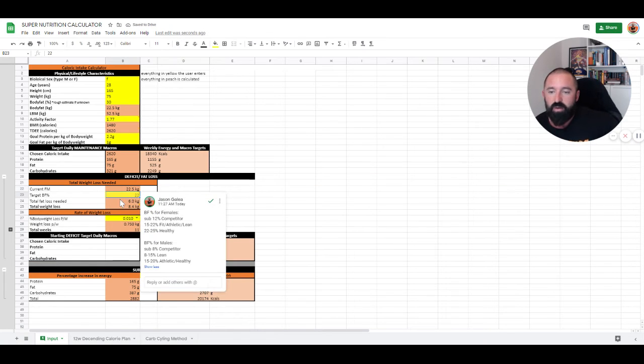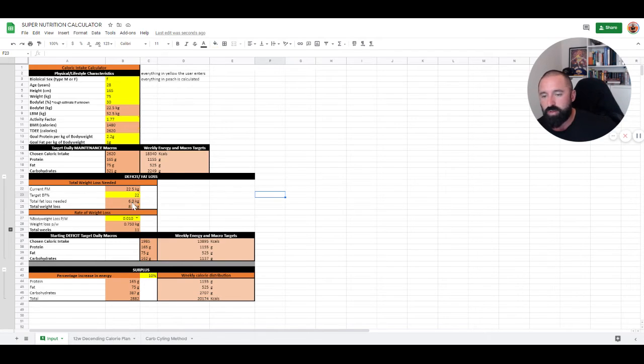So what we want to do is set a rough body fat percentage that person wants to get. I've gone in here and given you an idea of what desired looks are for certain people in terms of body fat percentage. So sub 12% is a competitor for a female. 15 to 20% is that fit, athletic, lean look. 22 to 25% is that healthy-ish look. They don't have heaps of body fat, but they're not shredded or lean. Body fat percentage for males, so sub 8% is a competitor. Between 8 and 15 is significantly lean, and then you've got 15 to 20% athletic and healthy.